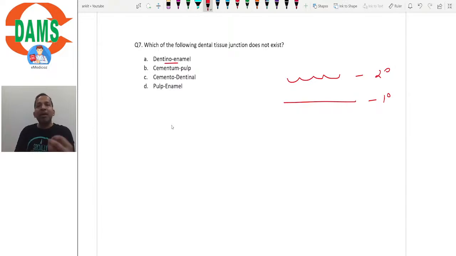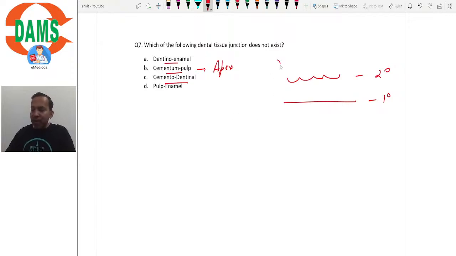It can help in estimating the age, right? Here it can help in age estimation. So the DEJ is scalloped in permanent and is flat in primary. The cementum pulp junction can be seen at the apex, right? So option B is also present. Cementodentinal junction is also present.